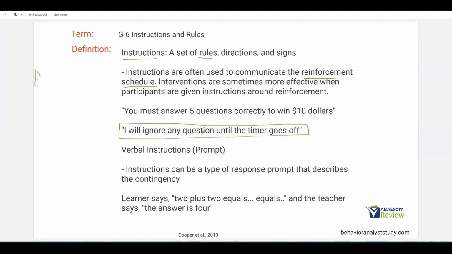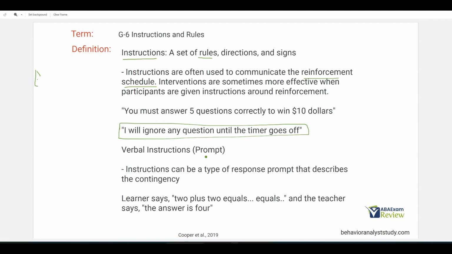And so I think G6 confuses people not because of the concept and how complicated or not complicated it is, but this idea of what's the difference between an instruction and a rule. Well, just think about a rule as a subset of instructions. The instructions are the umbrella, and then rules, directions, and signs all live under that umbrella.